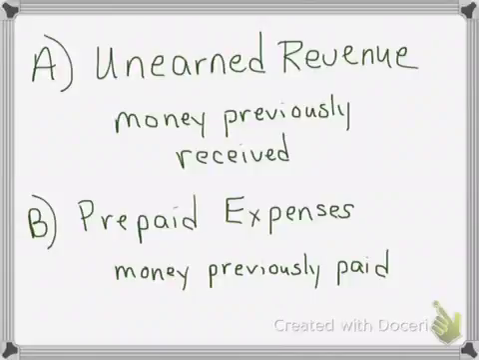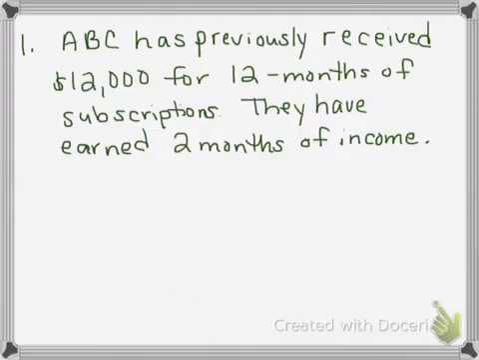So we previously have paid it. In Chapter 3, we're looking at, okay, we've used part of it. So what do we need to do as far as the journal entry goes there? These are the ones that we are going to be looking at.